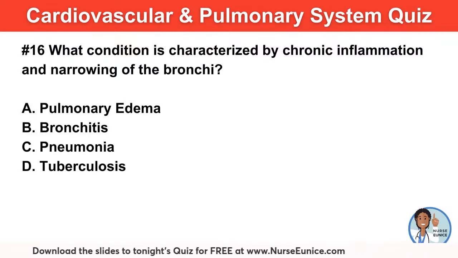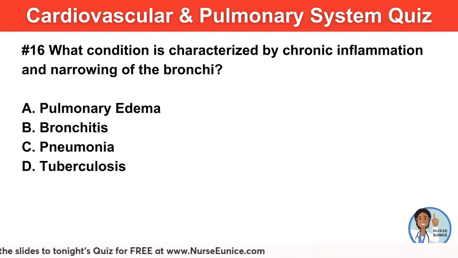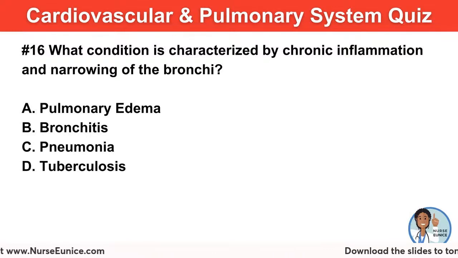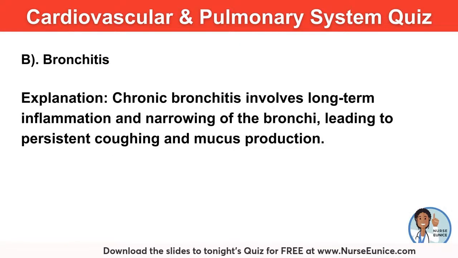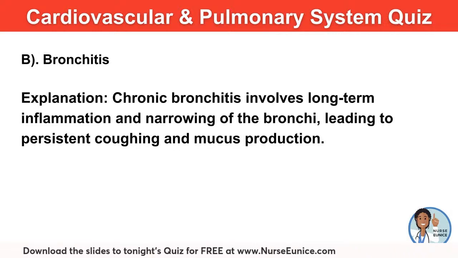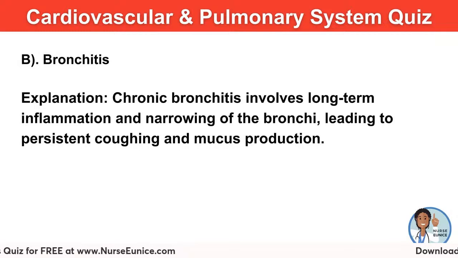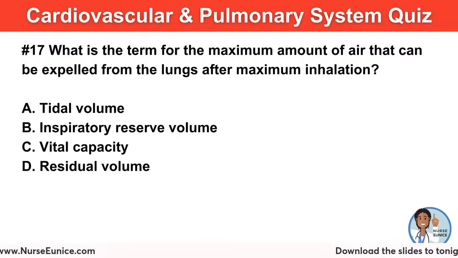Yes, everybody. All right, so the suffix itis means inflammation. So if we have inflamed bronchi, that means that the person must have bronchitis. So chronic bronchitis involves long-term inflammation and narrowing of the bronchi, leading to persistent cough and mucus production.